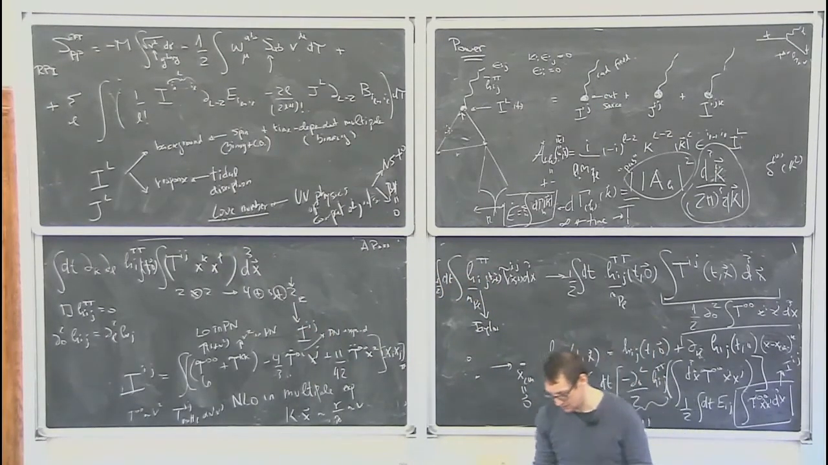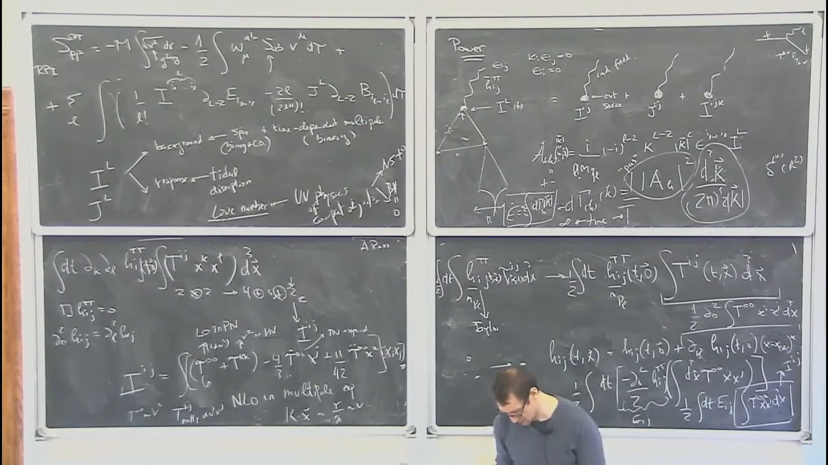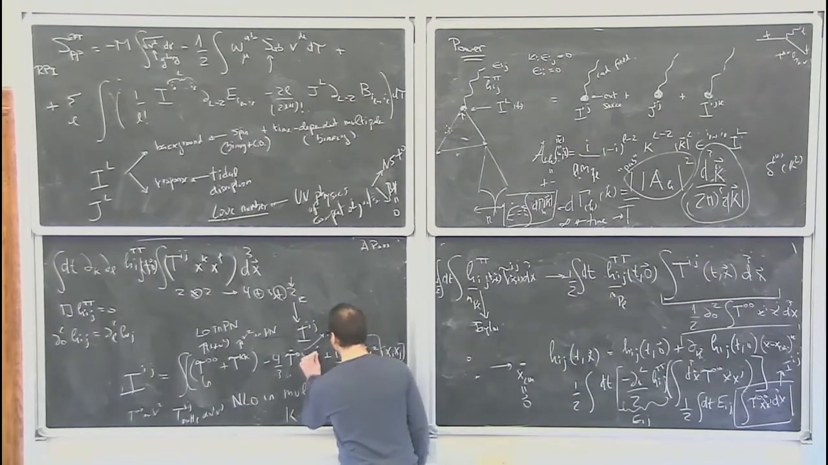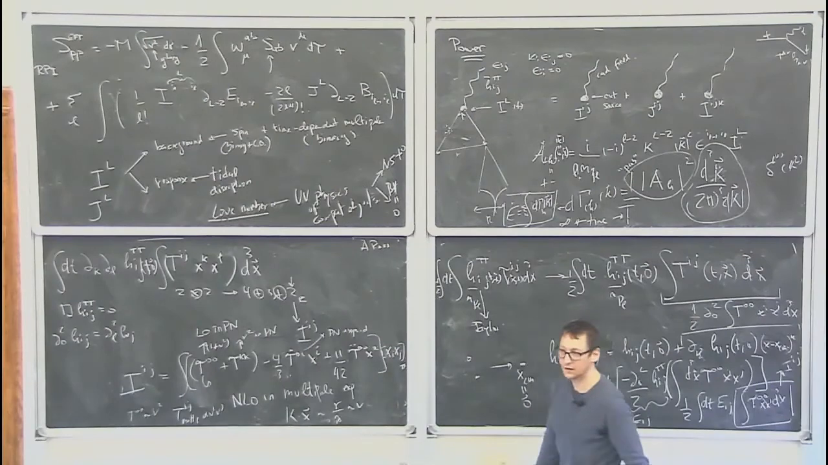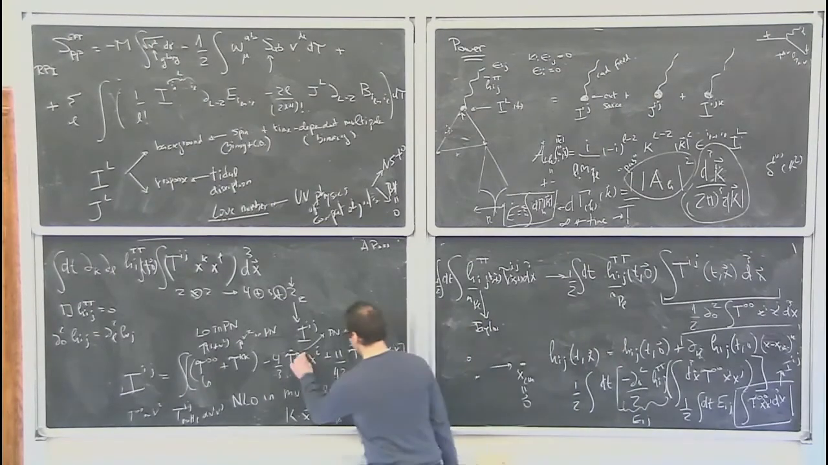Yes? I'm slightly confused about the indices again. The middle term there, you have IJ indices, and you factor out IJ. Oh, this is just a sum, sorry. I shouldn't call it I, maybe L. Sorry.